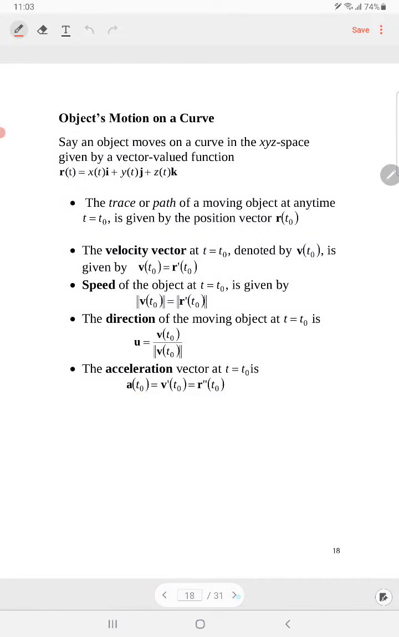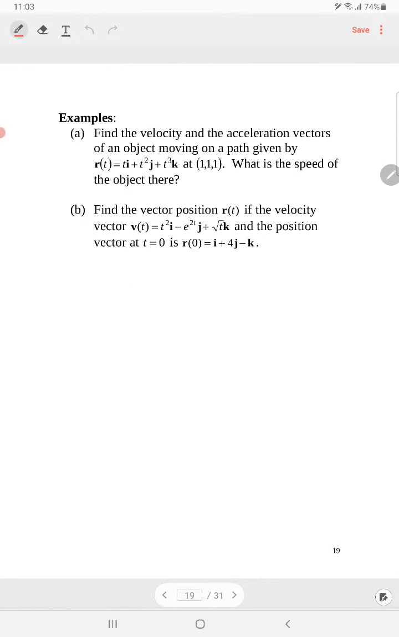So when you differentiate the velocity vector, you get the acceleration vector. Now we have examples where you're given the curve and asked to find velocity and acceleration, or you're given velocity and asked to find r(t).